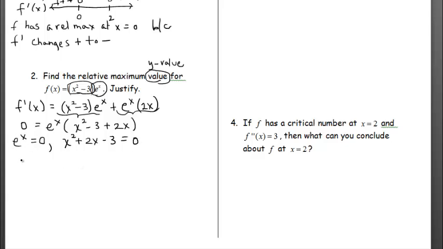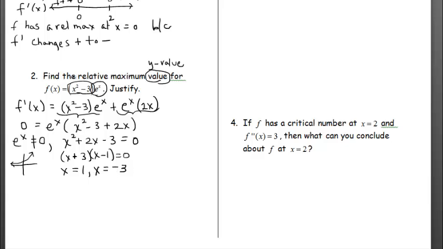Now if we think about what this graph looks like, it's always above the x-axis. It's e to the x. It'll never intersect the x-axis, so there's no solution. For the second factor, we're going to have to factor it. And so the two critical numbers are x equals 1 and x equals -3.